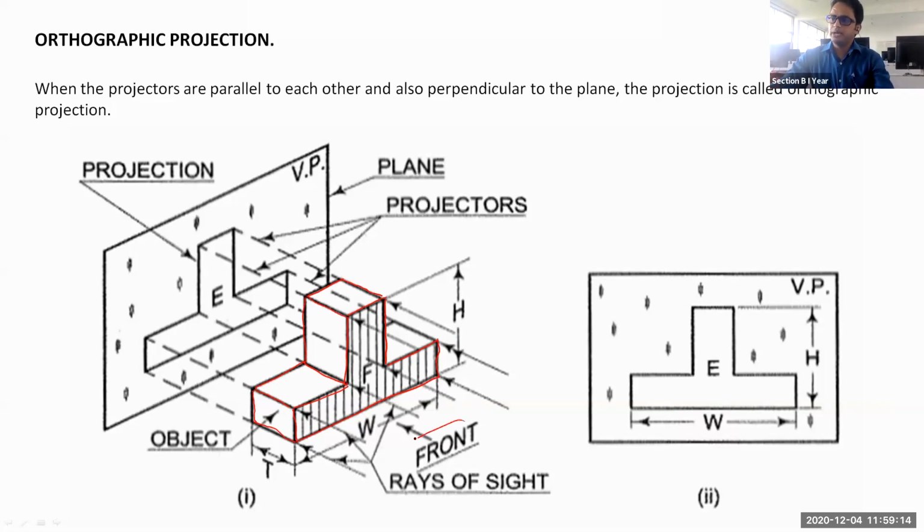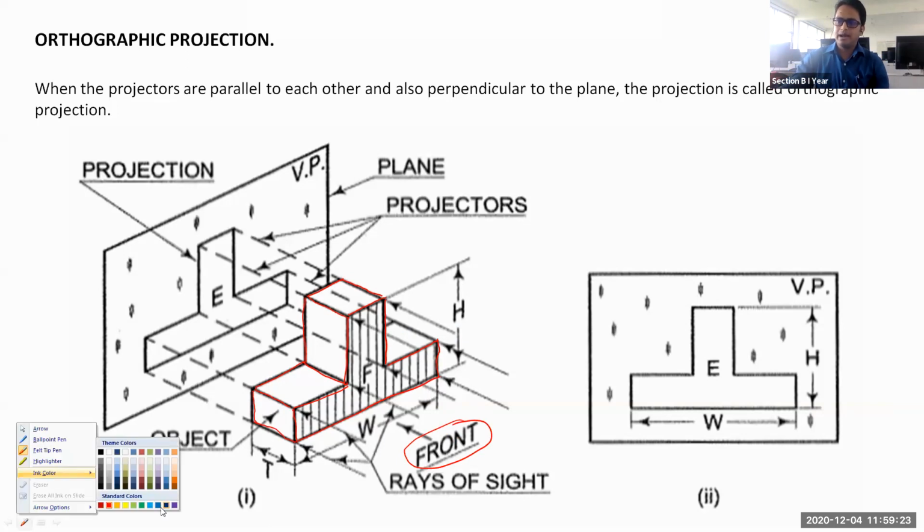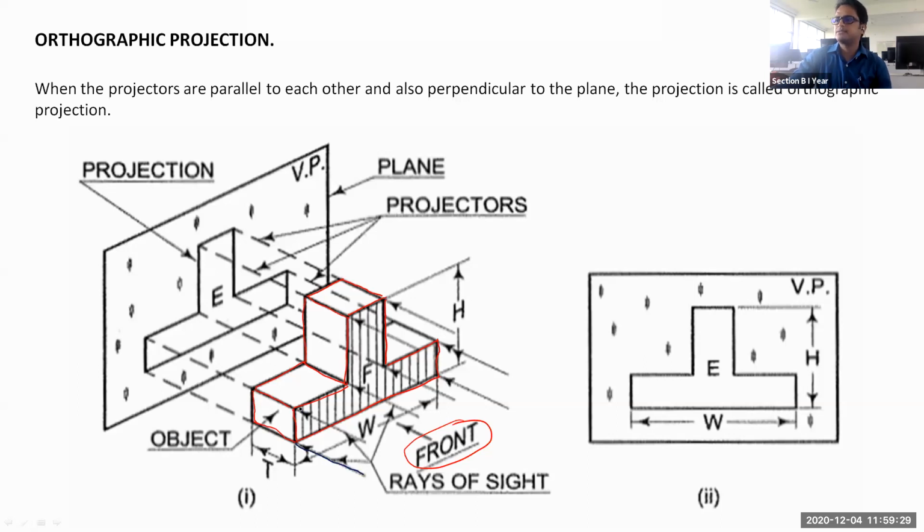Now, front view: here it is specified that from this side the observer is looking at the object. Now for light rays I will use certain different colors. They are coming from infinite distance and they are parallel to each other. You can see these lines.